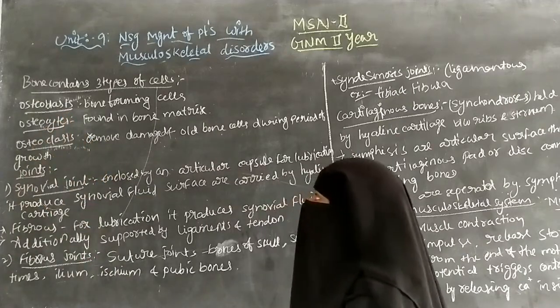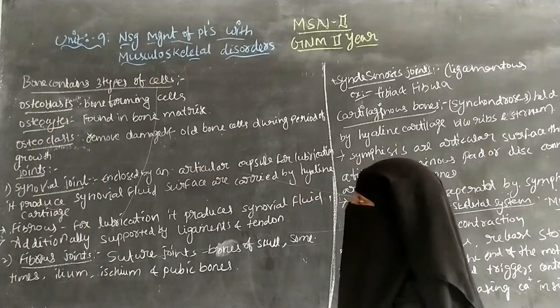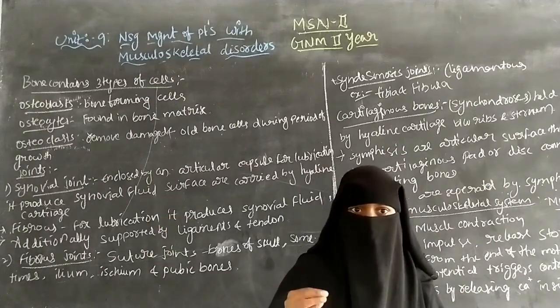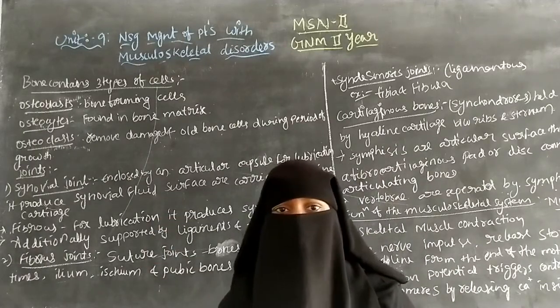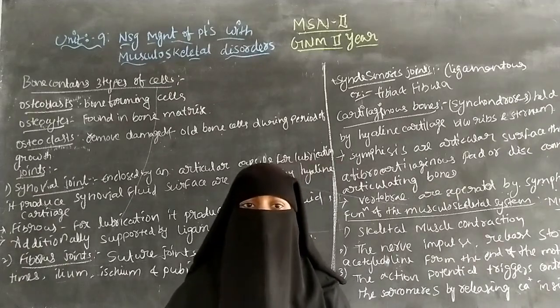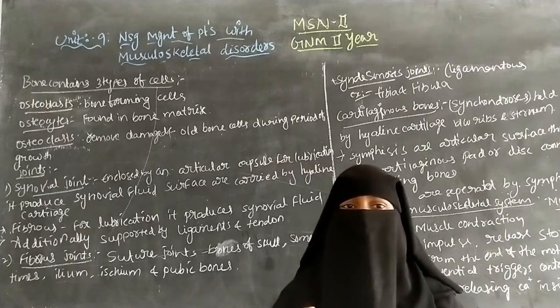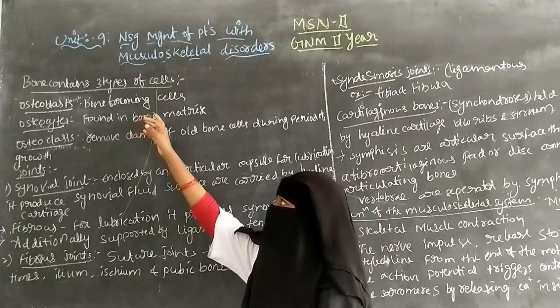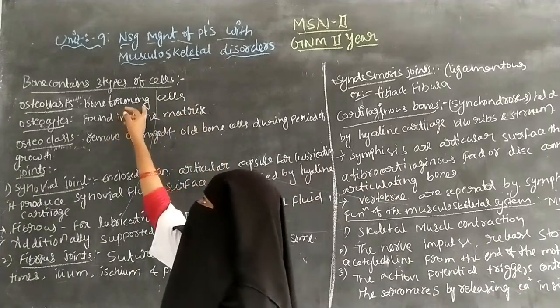Osteoblasts are bone forming cells. The main function of the osteoblast is to help in the formation of the bone.